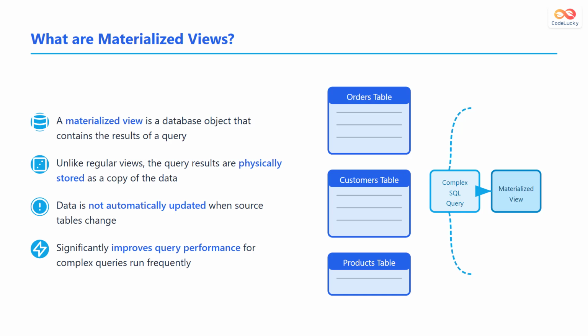Consider a scenario with multiple tables, such as an orders table, a customers table, and a products table. A complex SQL query is run on these tables, and the result is stored in a materialized view. This allows for faster access to the data, as the query does not need to be re-executed every time the data is needed.